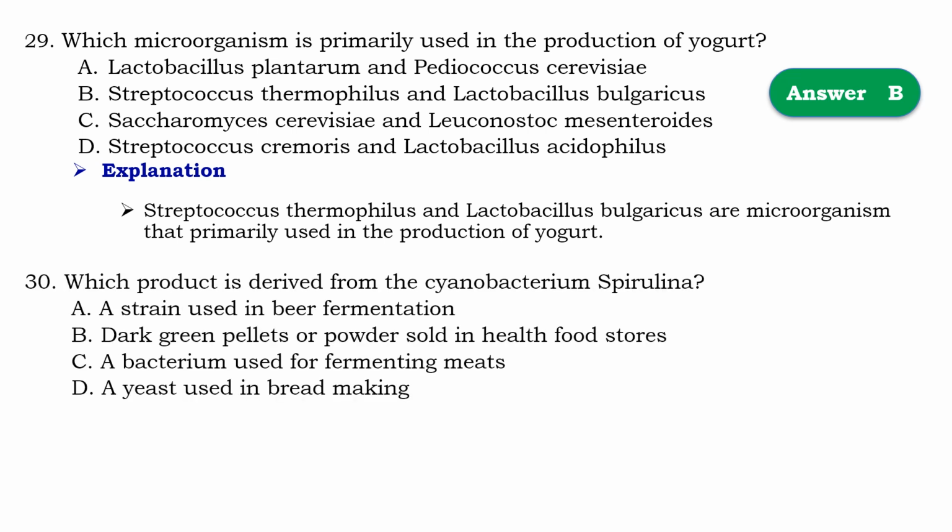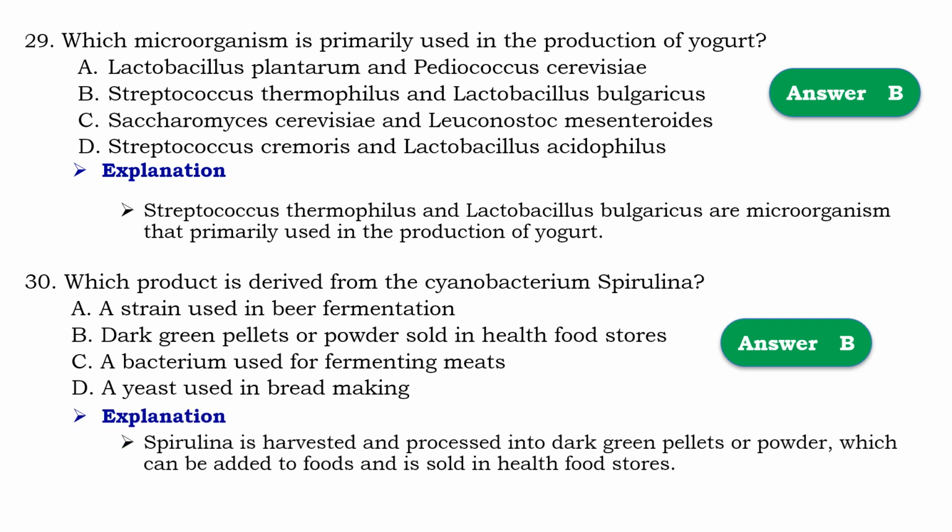Question number 30. Which product is derived from Cyanobacterium spirulina? ከሳይኖባክቴሪየም ስፒሪሊየም የሚዘጋጀው ፕሮዳክት ምን ይባላል ነው? So that should be B. Dark green plate or powder sold in health food stores. Means that spirulina is harvested and processed into dark green plates or powder, which can be added to foods and also sold in health food stores.